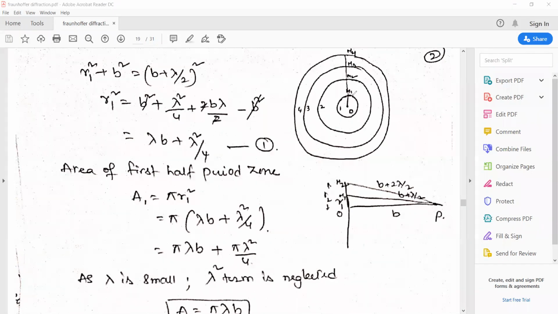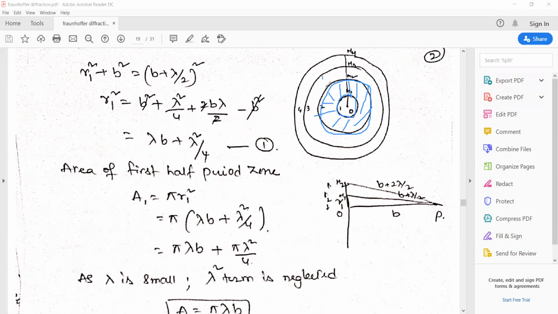So this is the area of the first half period zone. What will be the area of the second half period zone? Is it the complete thing? No. So this portion only, the shaded region. That means you have to subtract. This is the only area of the second half period zone.